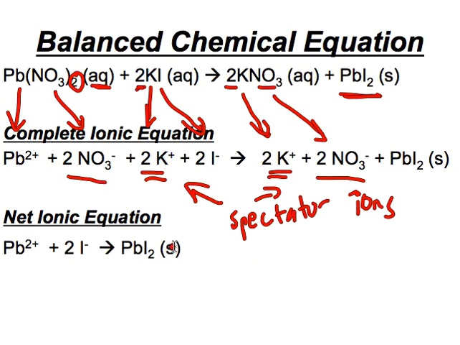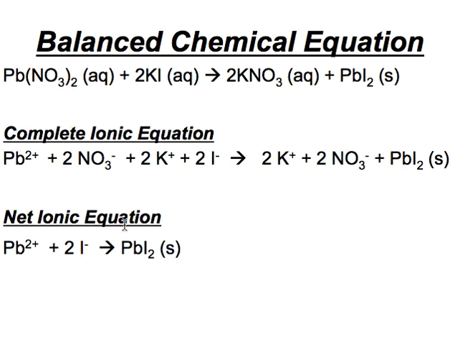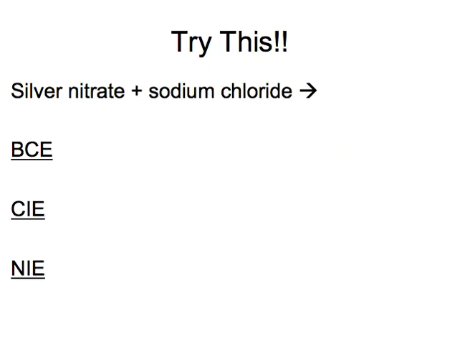So in your lab that you're going to be doing tomorrow, you're going to be writing a balanced chemical, a complete ionic, and a net ionic for any reactions that actually make a precipitate. And I'll talk more about that lab in a little bit. I would like you to try this first.